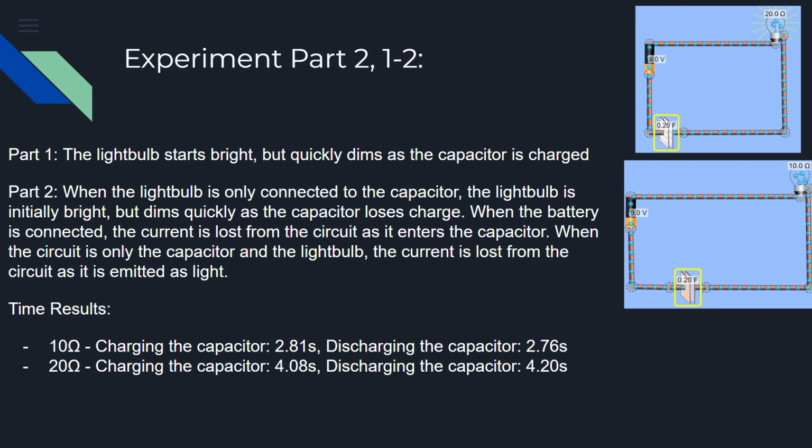When the battery is connected, the current is lost from the circuit as it enters the capacitor. When the circuit is only the capacitor and the light bulb, the current is lost from the circuit as it is emitted as light. The time results show that for 10 ohms, charging the capacitor takes 2.81 seconds, and discharging the capacitor takes 2.76 seconds. For 20 ohms, charging the capacitor takes 4.08 seconds, and discharging takes 4.20 seconds.